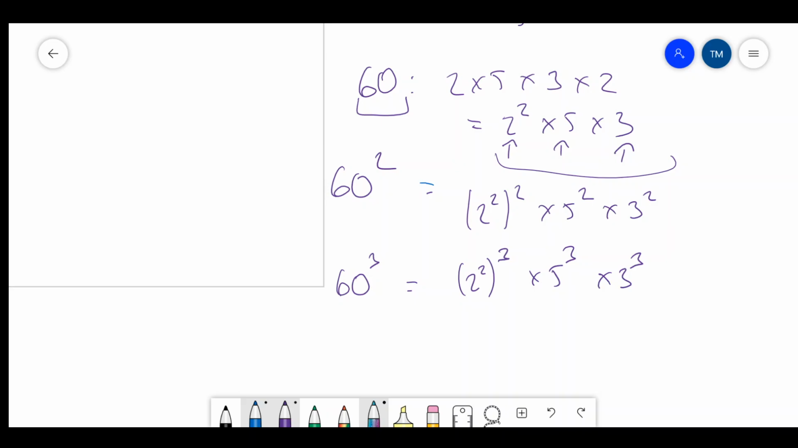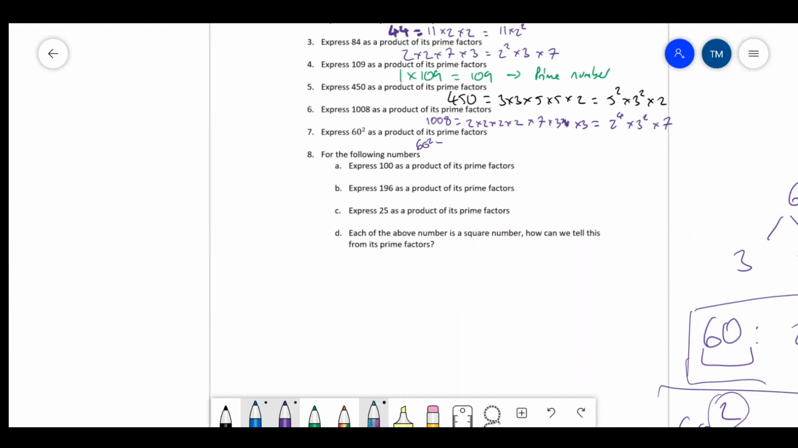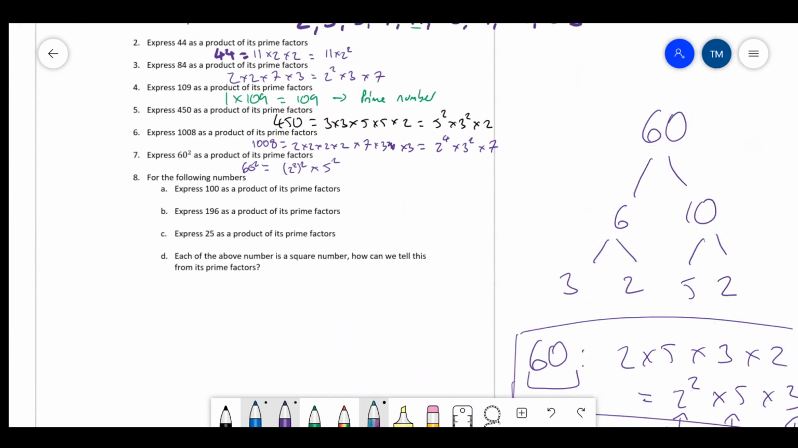So all we do first is find what the prime factors are of the original number, in this case 60, and then look to see if there is any power we can square, cube, or raise to the power of 4, 5, etc. So in this example, we want 60 squared, so we say 60 squared is the same as 2 squared to the power of 2 times 5 squared times 3 squared, which we can simplify here as 2 to the power of 4 times 5 squared times 3 squared. And that's your result for question 7.